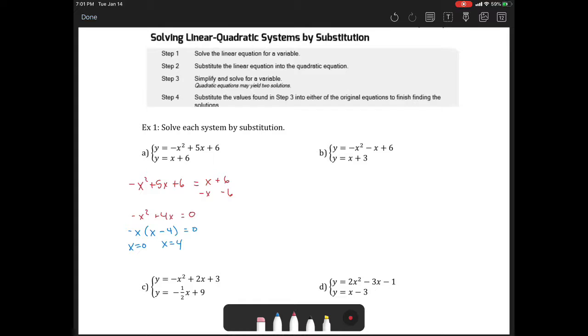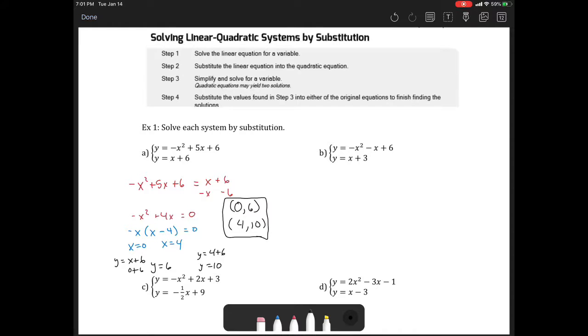So on mine, I've got y equals x plus 6. So I'm going to plug in the 0. So I've got 0 plus 6, meaning for my first equation, my y is going to equal 6. So I've got 0, 6. For my second one, I've got y equals 4 plus 6, so my y will equal 10. So then my final answer should be 0, 6, and 4, 10.